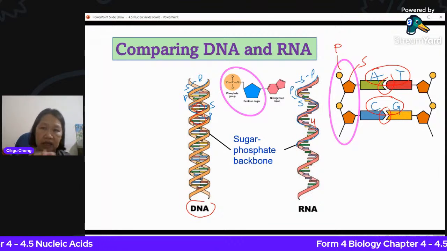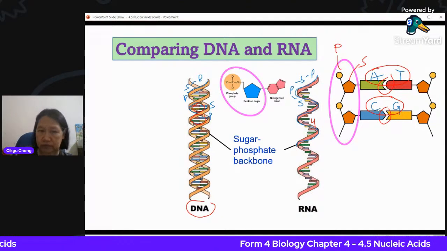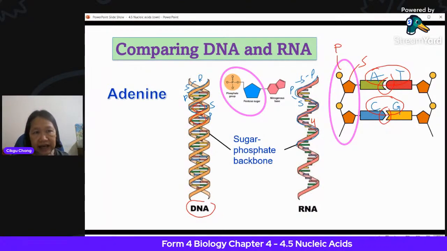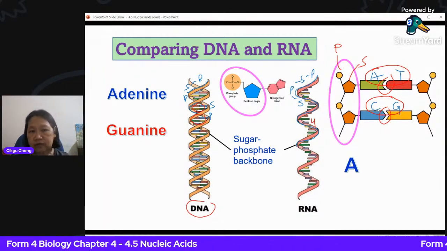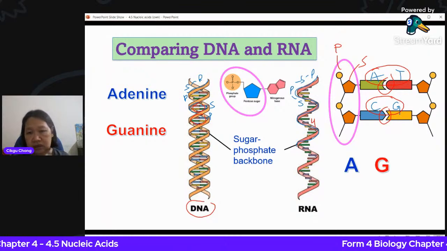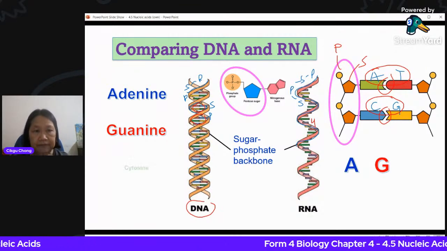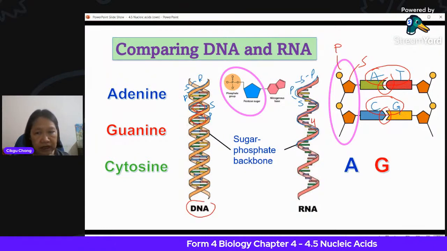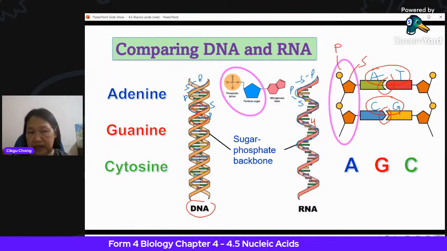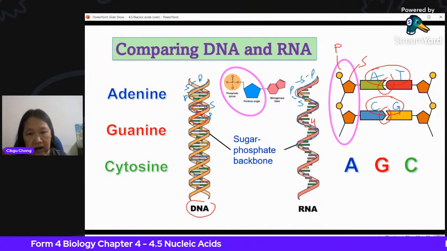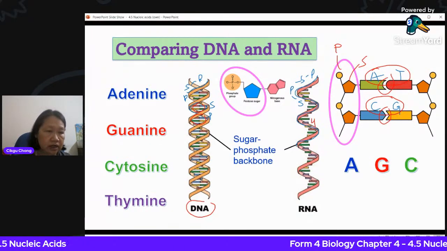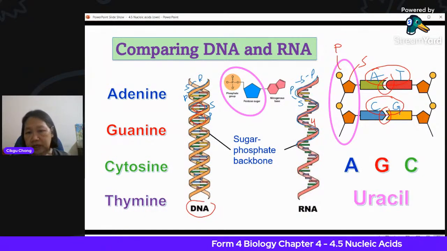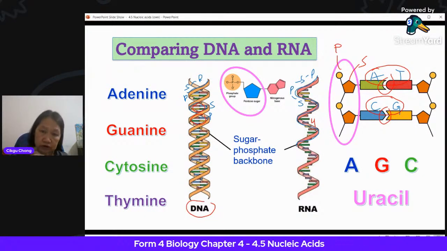For DNA, A or C or T or G. Okay, so here, DNA, there is adenine. RNA also has adenine. Guanine for DNA, this is a similarity. RNA also will have guanine. Cytosine for DNA, RNA also will have cytosine. Okay, but this is a difference. DNA will have thymine, but RNA will have uracil.